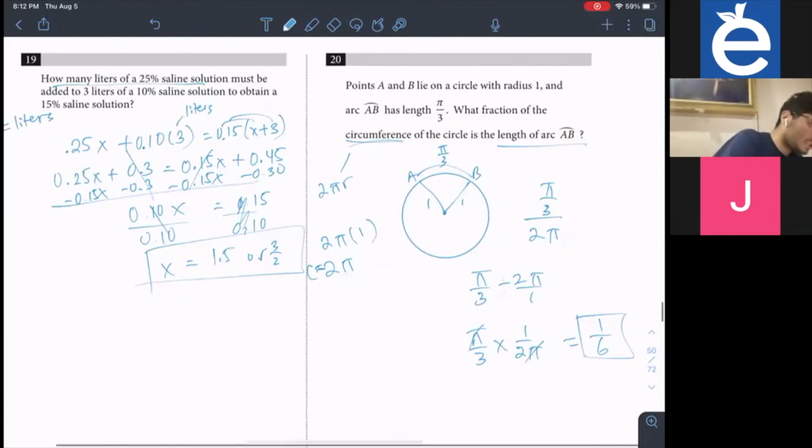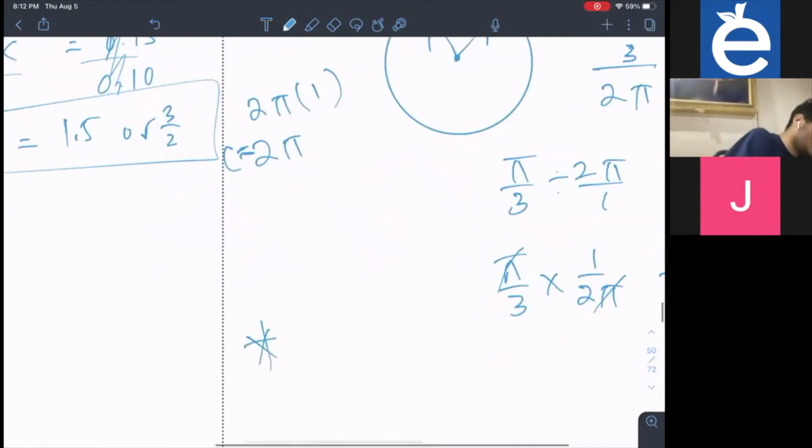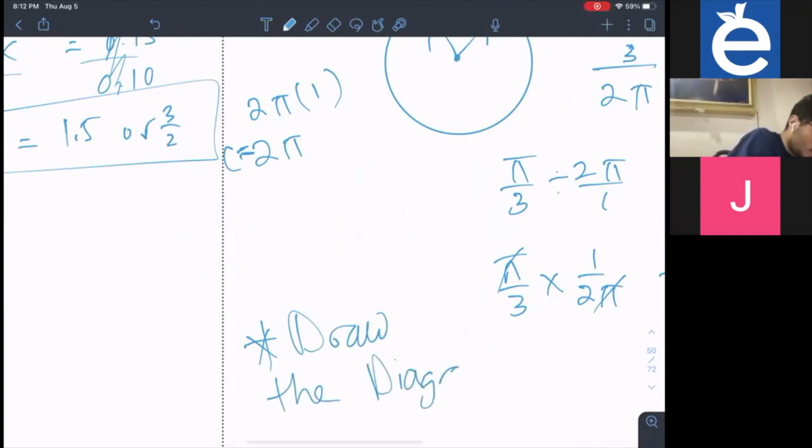For 20, once again, just draw the diagram. Drawing the diagram is very important.